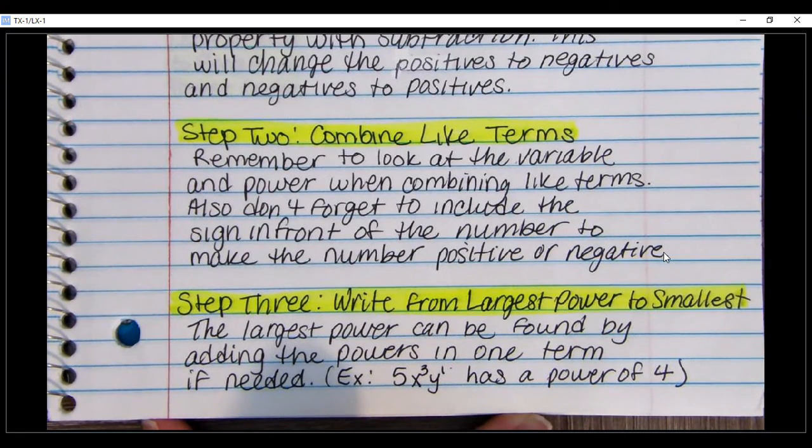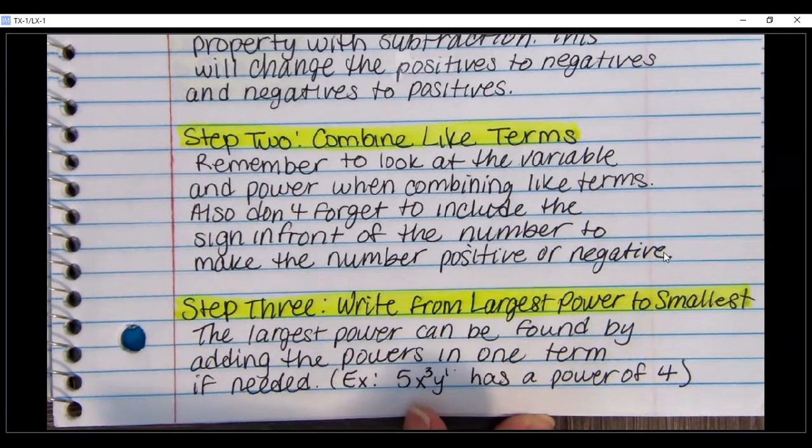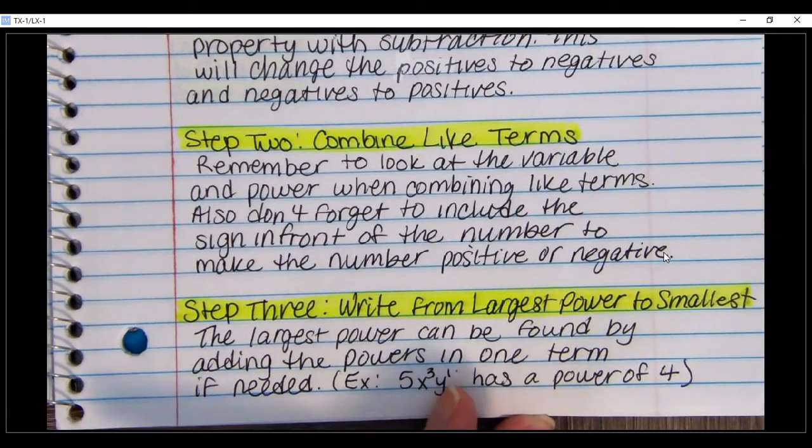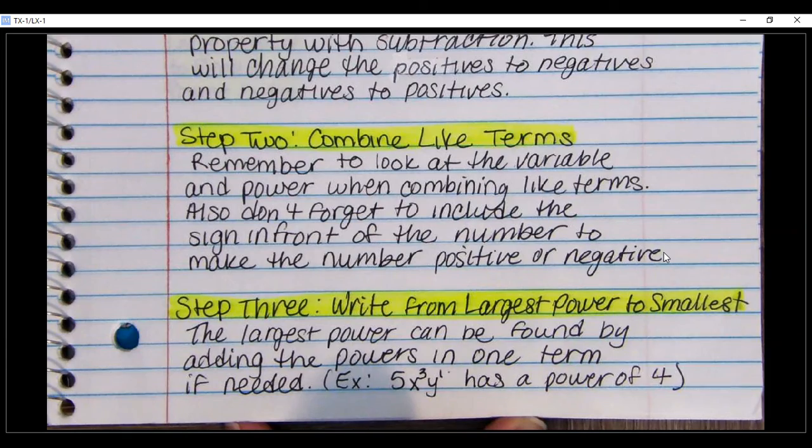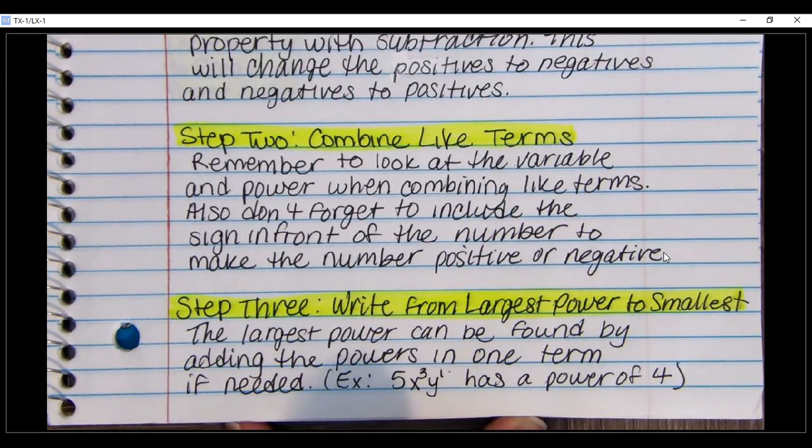And then finally, step 3: write from the largest power to the smallest power. The largest power can be found by adding the numbers in one term if needed. So an example of that is 5x to the 3rd y to the 1st, technically a power of 4 because we have a 3 and a 1 added together. That's just a case scenario. Most of the time you're going to see x to the 5th power, x to the 4th power, and so on. So let's take a look at how this works in an example.